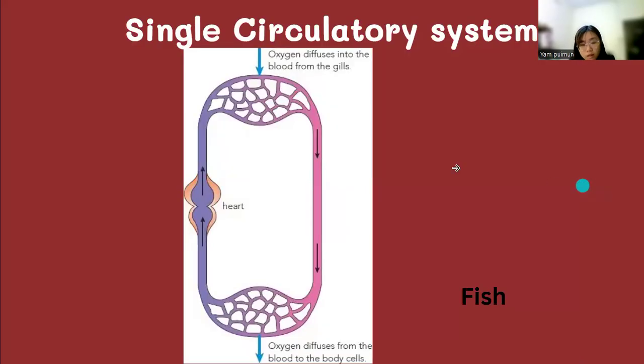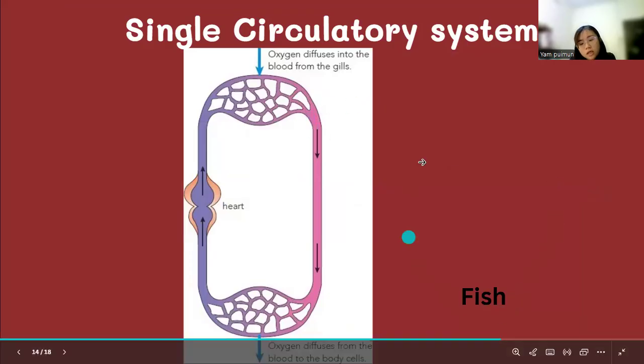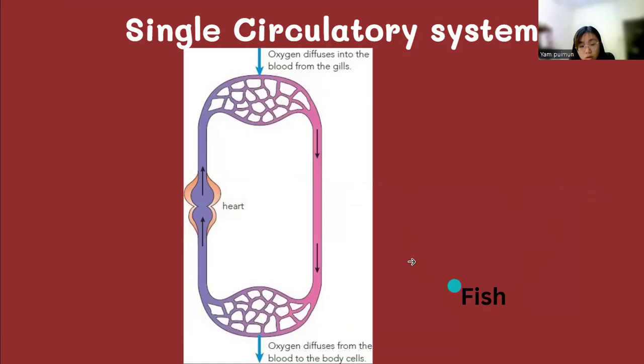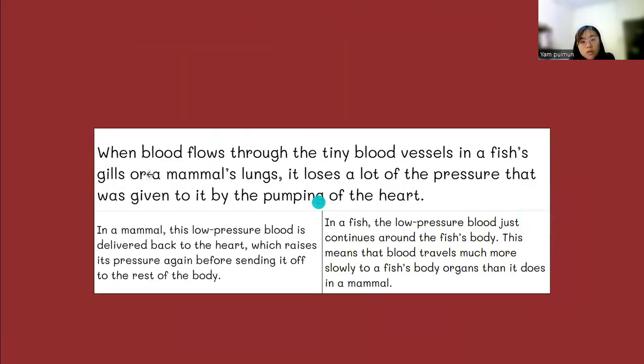Now we talk about the single circulatory system. The easiest example is the fish. When the blood flows through the tiny blood vessels in a fish's gills or a mammal's lung, it loses a lot of pressure that was given to it by the pumping of the heart.